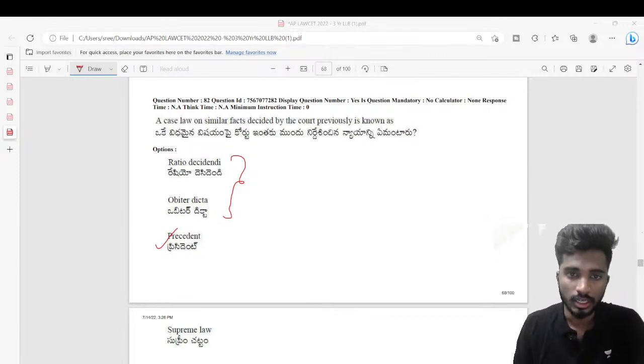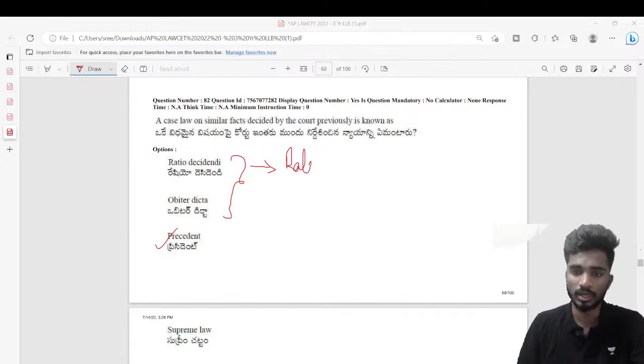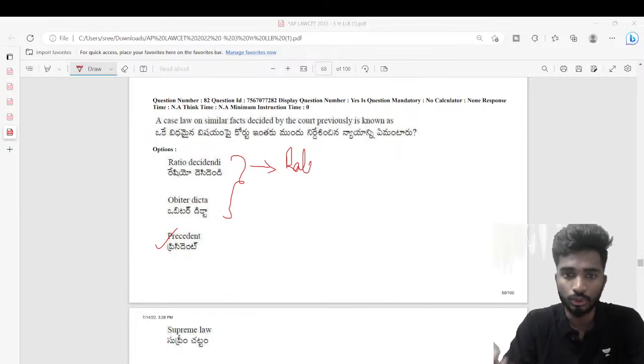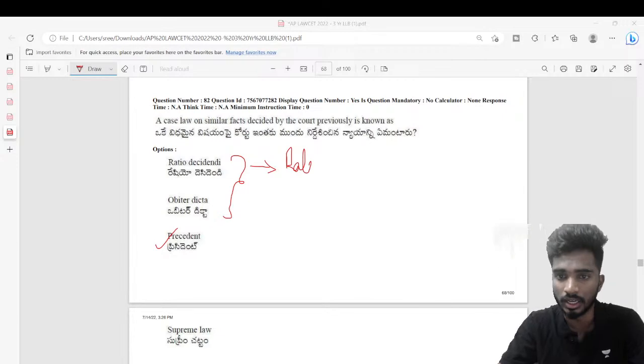See, ratio decidendi and obiter dicta, as I discussed in my previous classes, right? So ratio decidendi is the rationale or the reasoning given by the court for any judgment. The main reason for giving the judgment, you call it ratio decidendi. Whereas obiter dicta means the other things that are said in the judgment apart from the main reasoning. So obiter dicta has no binding value, whereas ratio decidendi has a binding value.